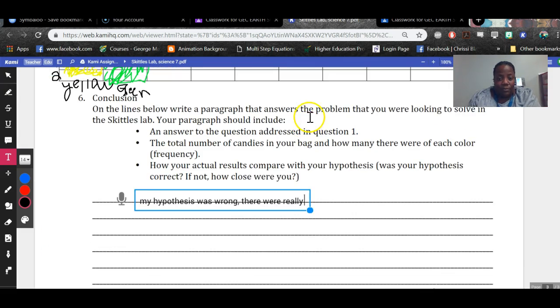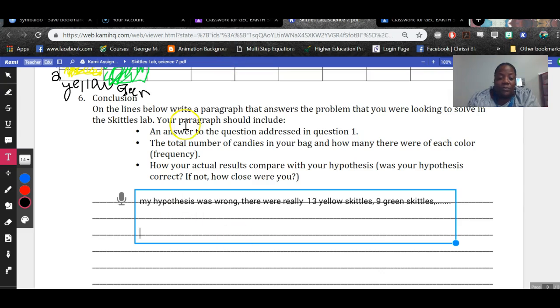13 yellow, 9 green Skittles, and so on. And you do the data that way, okay? And then you can put how close you were, because remember, this is your conclusion. I was close in my hypothesis.